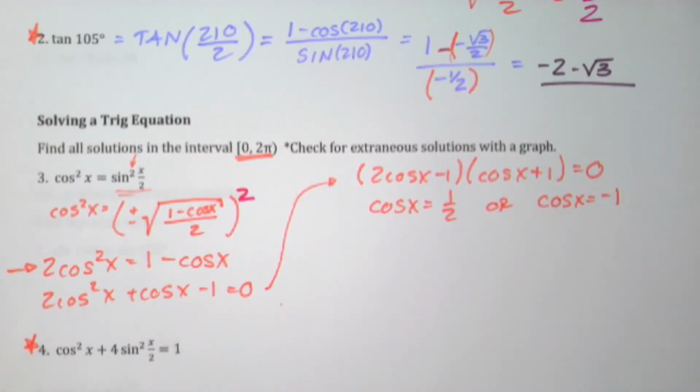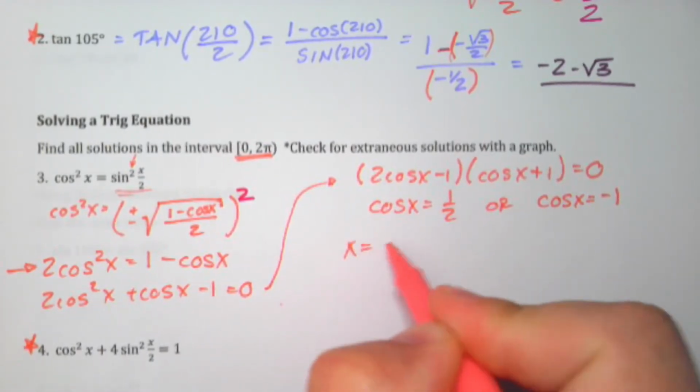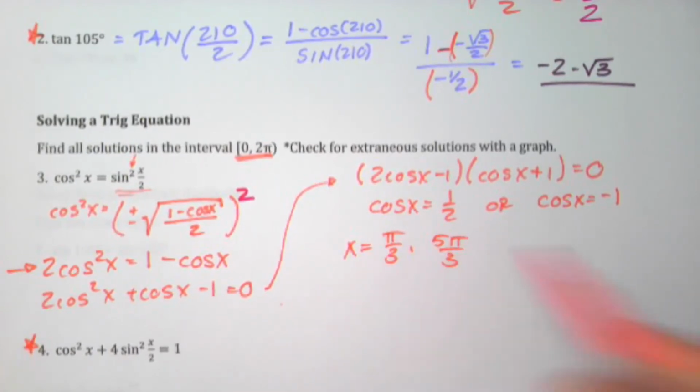Well, if we use our unit circle, we sketch it out. We know for cosine of 1/2, we're going to get that at x equals pi over 3 and 5 pi over 3. And cosine of x equals negative 1 at pi.